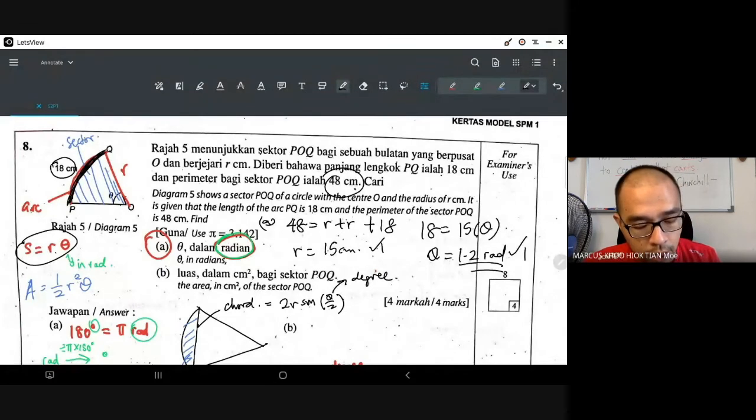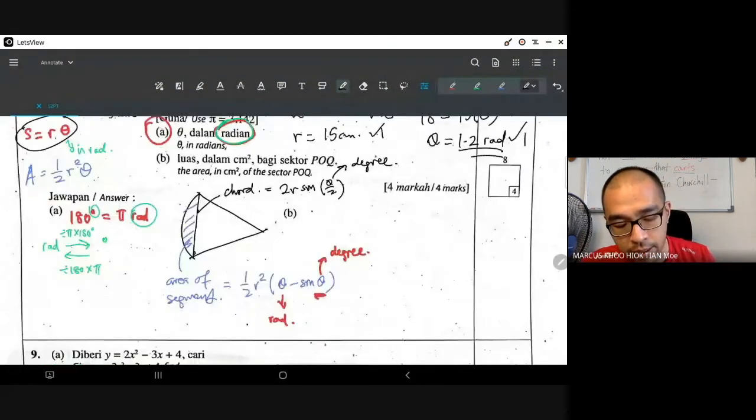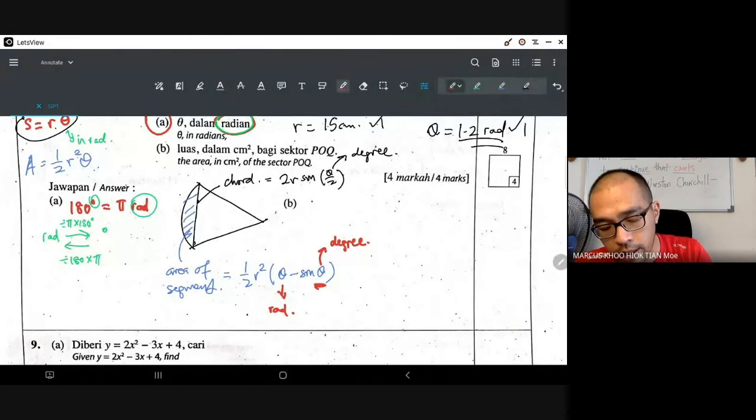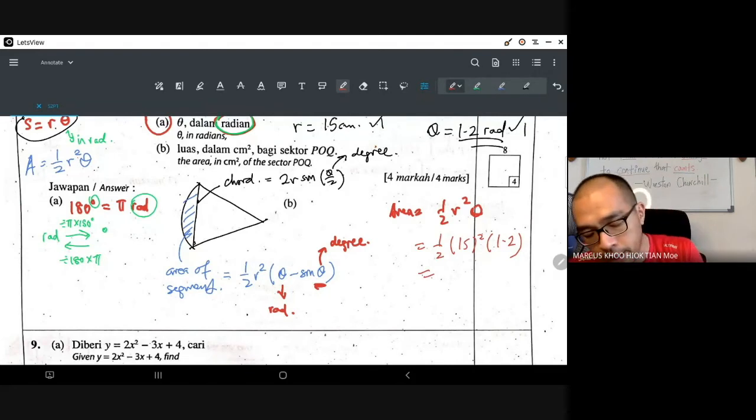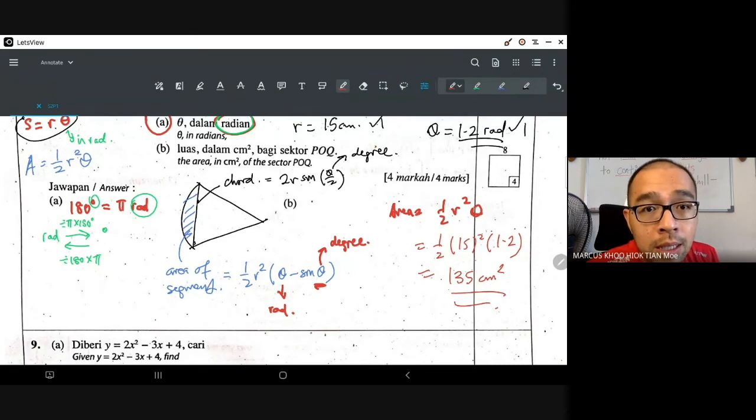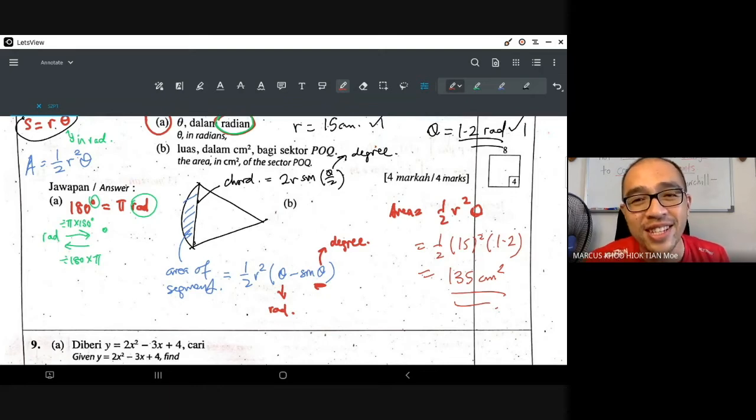After that, you can find the area of the sector. The area of the sector is very easily found. Area equals 1 over 2 r squared theta. Let me make this a little bit thinner. So 1 over 2, r is 15 squared, theta is 1.2. You should be able to get 135 centimeter squared. In admits, no unit is not such a big deal, but because you are also my physics students, this is a bit sad.